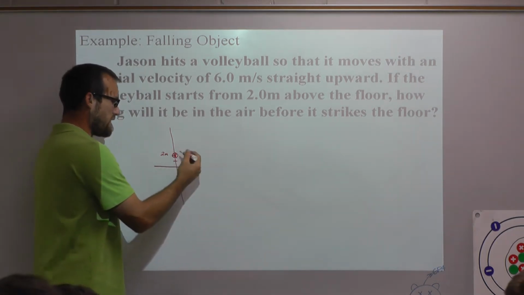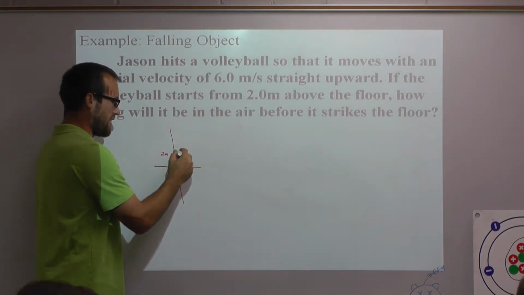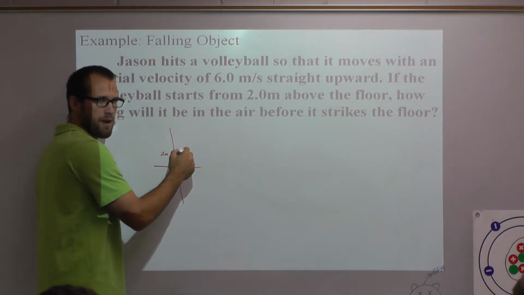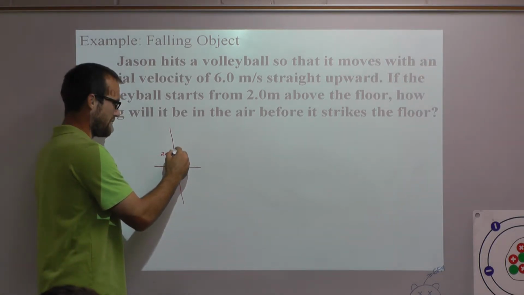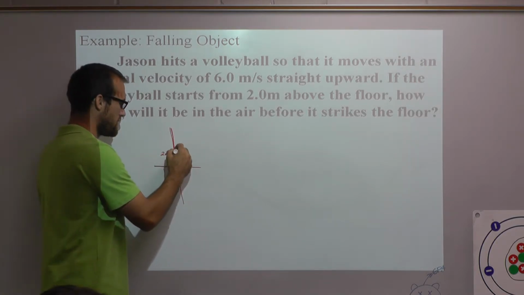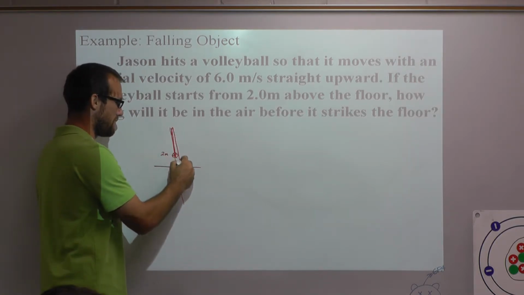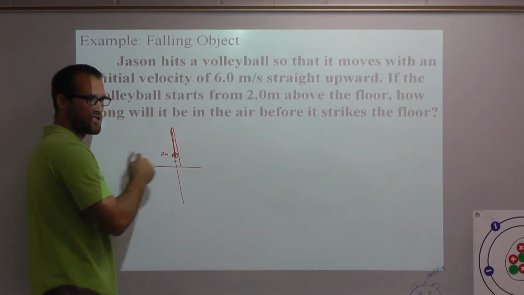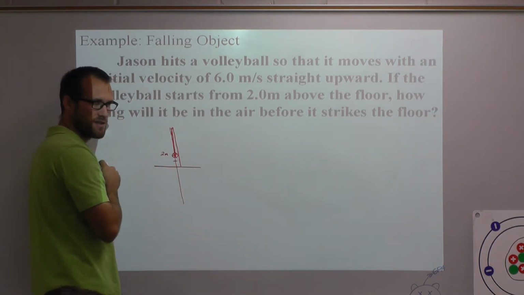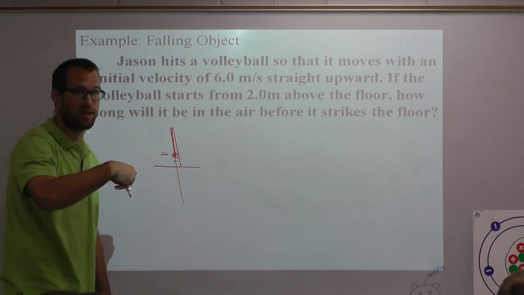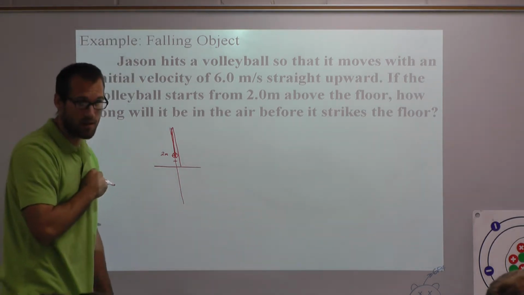This is what the motion would look like. I'll make it look like a parabola even though it's not a parabola, because otherwise you won't be able to see it going up and down. Technically, it's going straight up and coming straight down, because if it didn't, it would be 2D motion.